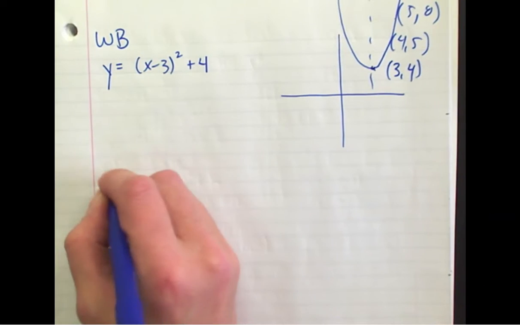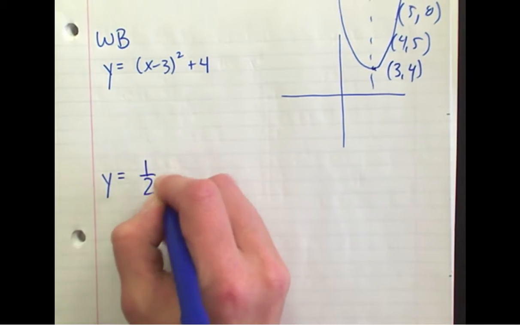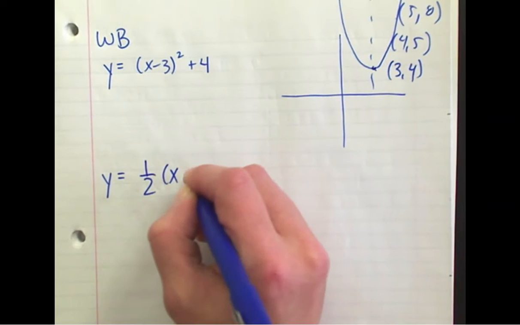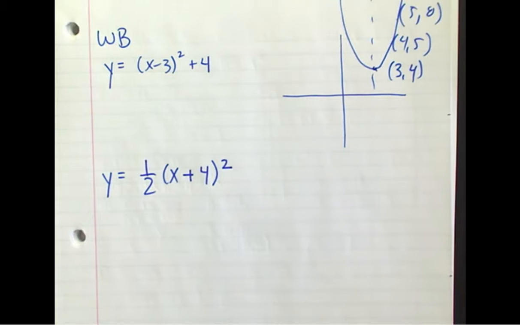Okay. Here we go. Y equals 1/2 x plus 4. That's it. 1/2 parentheses x plus 4, quantity squared.